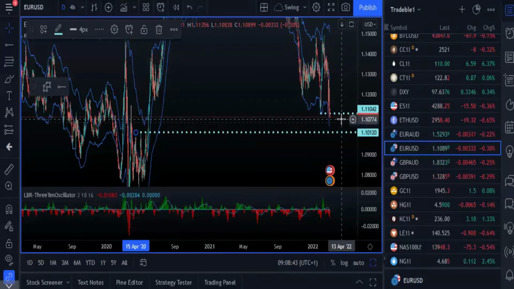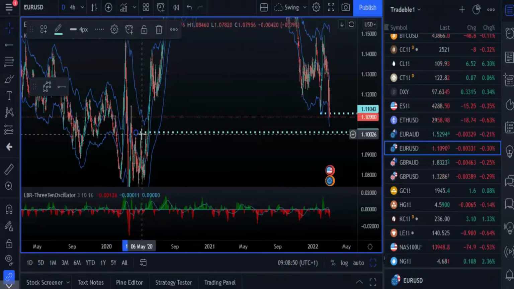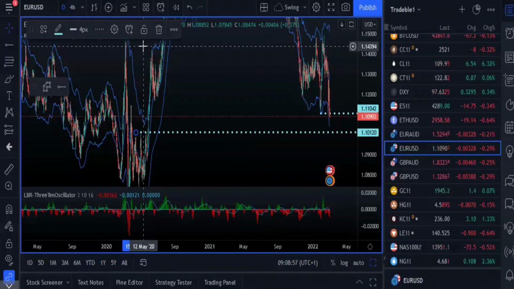So it's like 80 to 90 pips lower relative to the current price. So that's the consolidation high, or the bracketing high from 2020 prior to this big break to the upside.